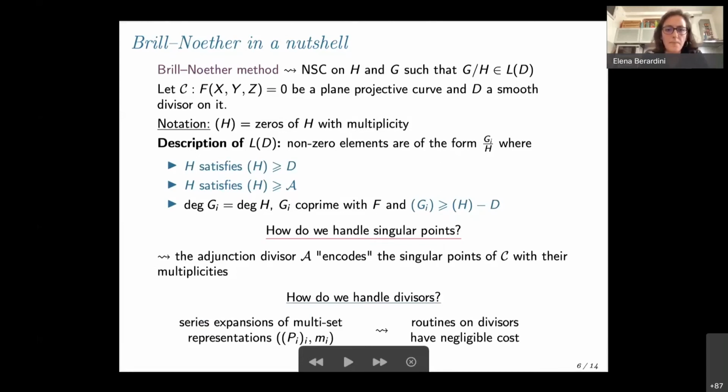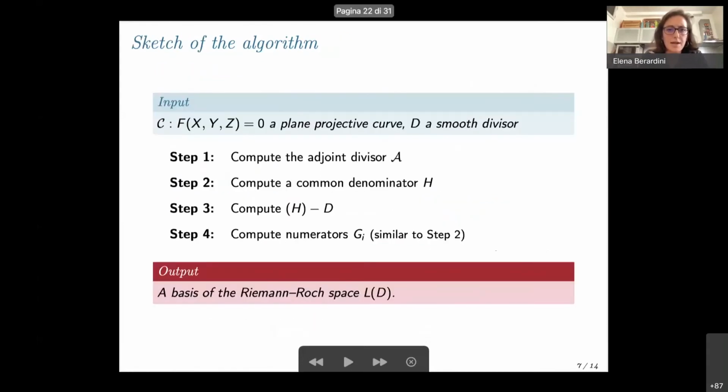And so as you can imagine, the algorithm goes as follows. You want to compute A, then you compute a common denominator H, and then you compute the numerators Gi.